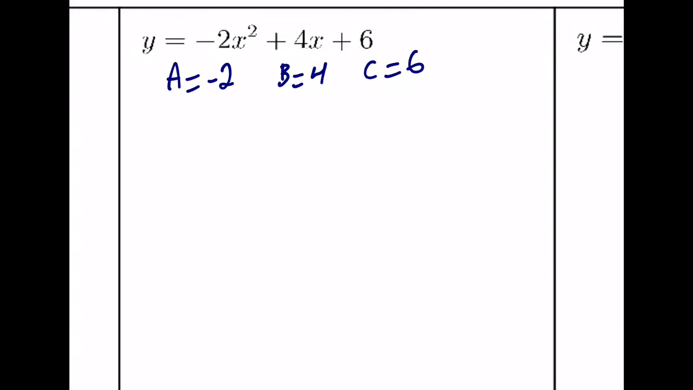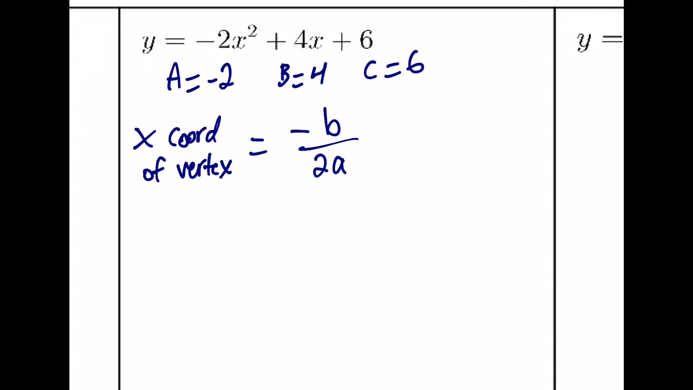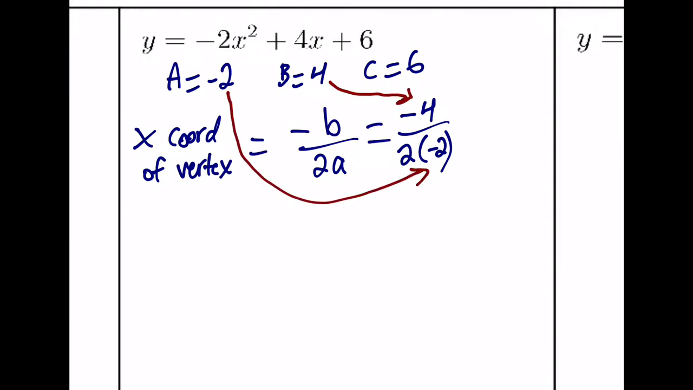We use these in a formula because the x coordinate of our vertex is always going to be equal to -b over 2a. So x coordinate of the vertex is equal to -b divided by 2a. When we plug these numbers in, we get -4 divided by 2 times -2. The 4 was brought down, and the -2 was brought down. If we multiply this out, we get -4 divided by -4, which is just 1. And that's the x-coordinate of our vertex.